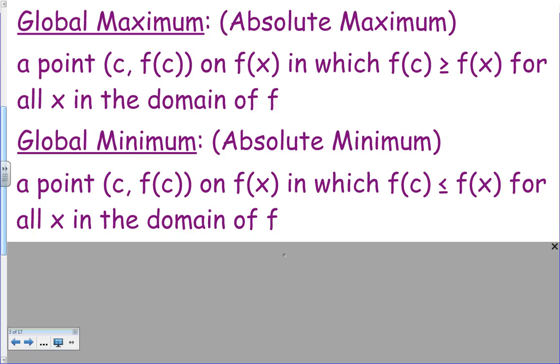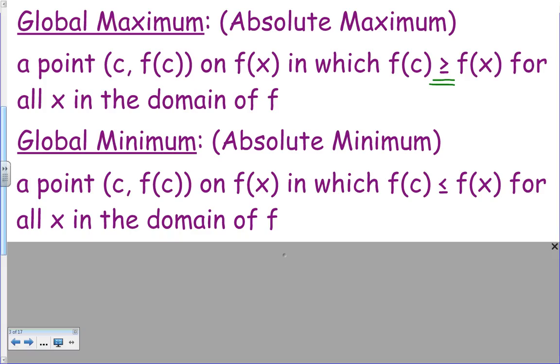Now we're not just looking at one small area around some point c, but we're looking at all of the values of x in the domain, and this has to be the highest point of all of those. Again, I'll underline the fact that it's greater than or equal to, so it's okay if it's equal to other points that have the same value, but it has to be greater than or equal to all other values of x in the domain.